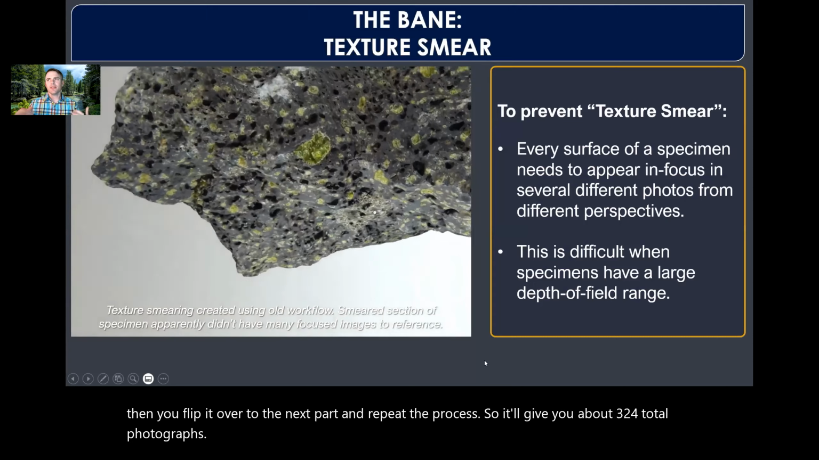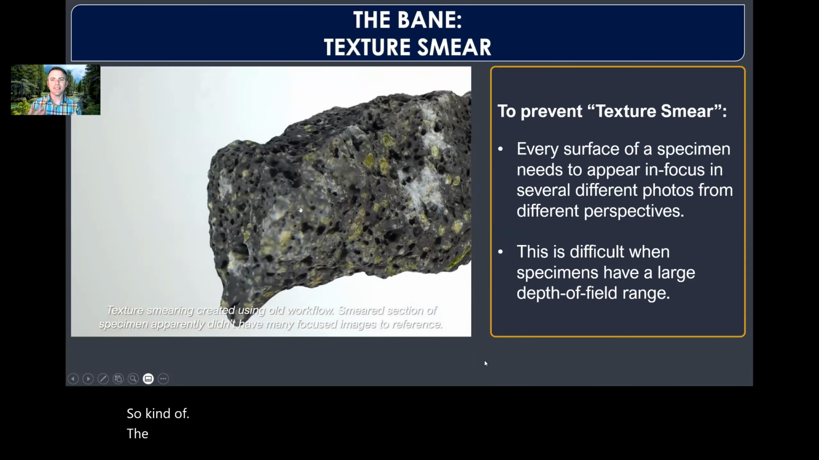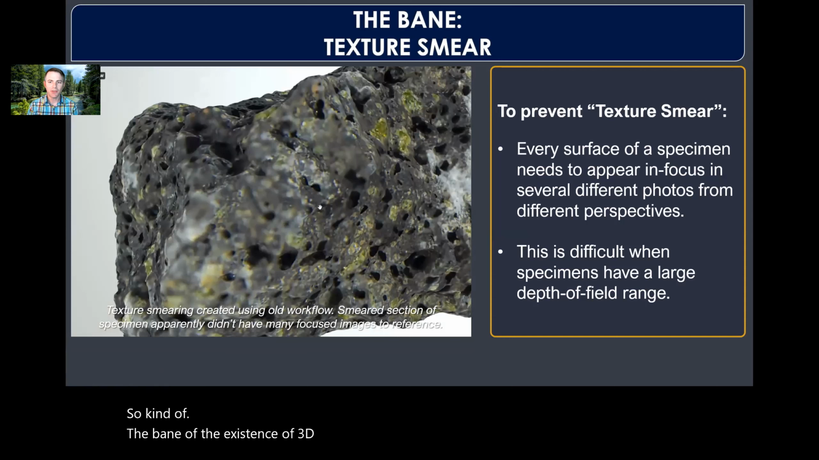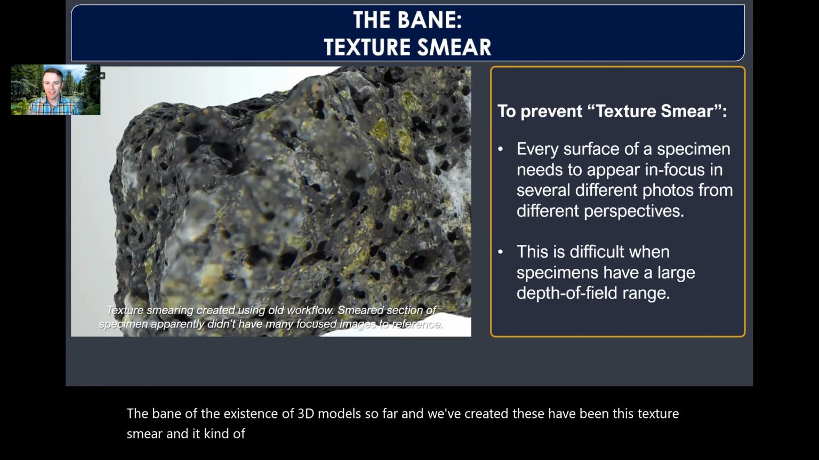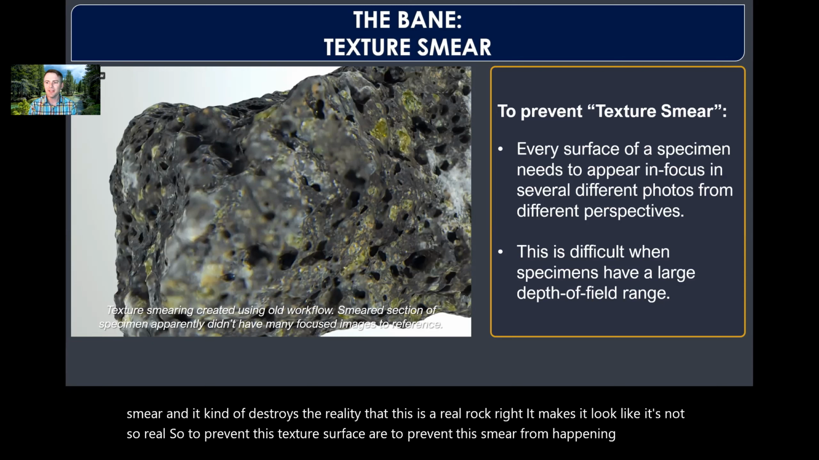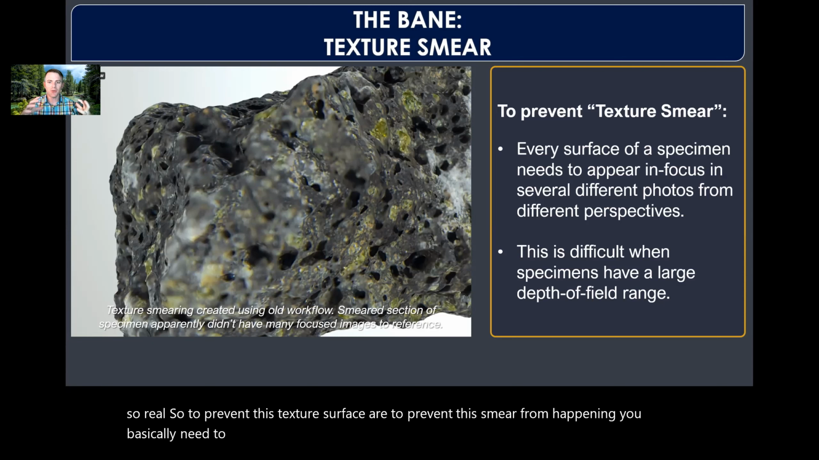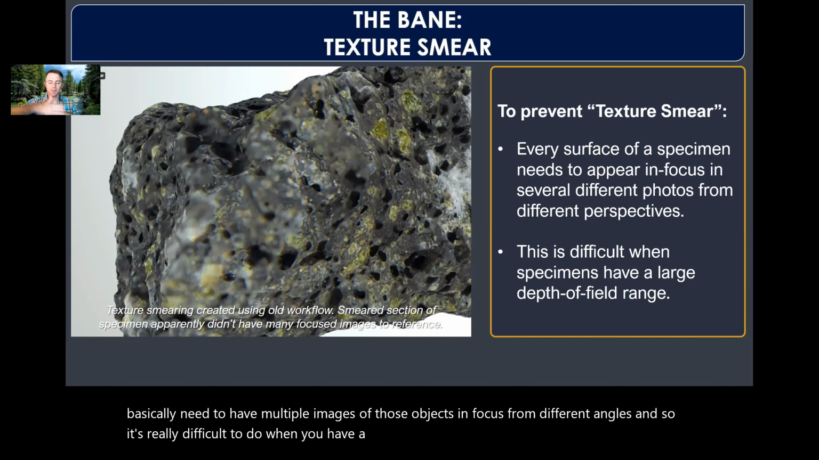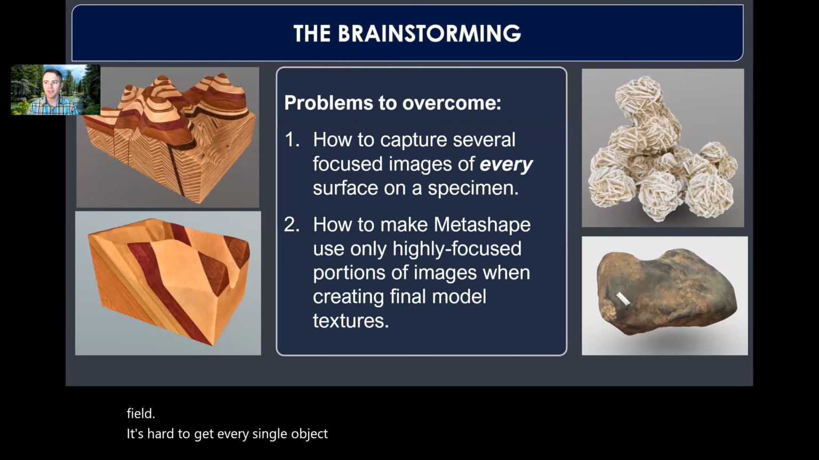So kind of the bane of the existence of 3D models so far when we've created these has been this texture smear, and it kind of destroys the reality that this is a real rock, right? It makes it look like it's not so real. So to prevent this smear from happening, you basically need to have multiple images of those objects in focus from different angles. And it's really difficult to do when you have a very large specimen or a specimen with a big depth of field. It's hard to get every single object completely in focus every single time.